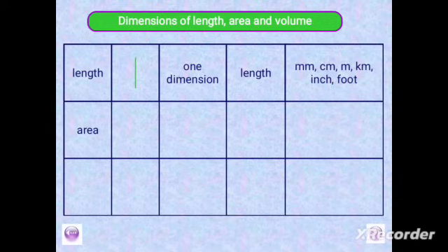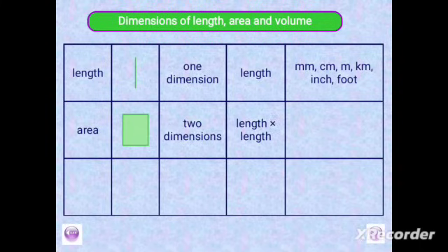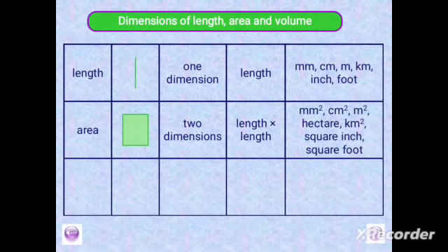Number 2 is on area, and area is represented by a plane because it is two-dimension. Two-dimension means we can find the area by having length times length, and area can be measured in the following units. We have square millimeters, square centimeters, square meters. It can also be given in hectares, square kilometers, square inch and square foot.